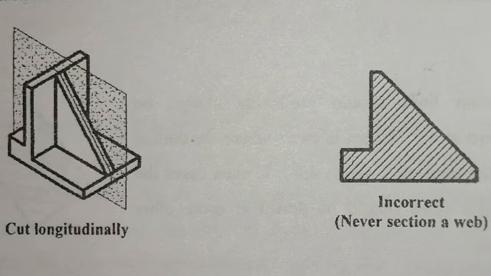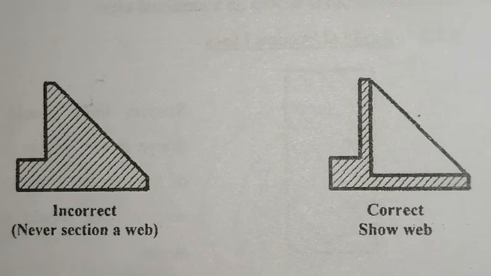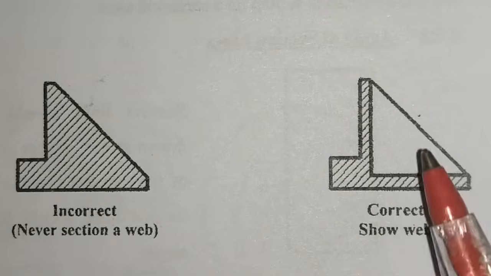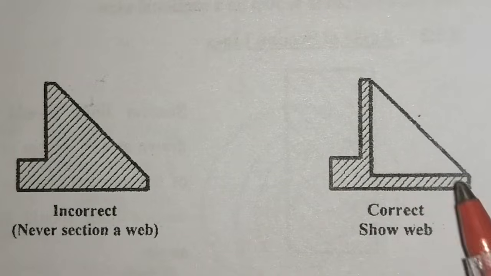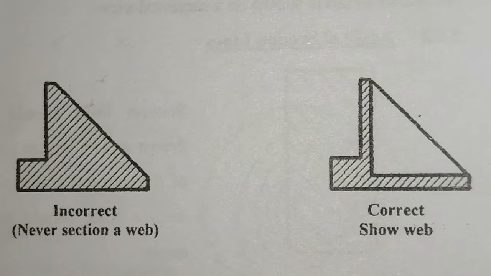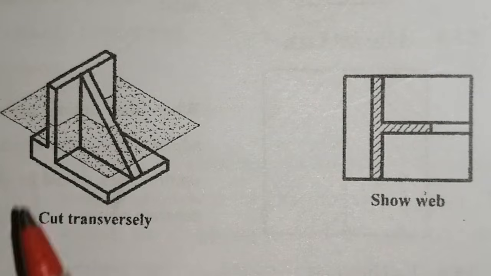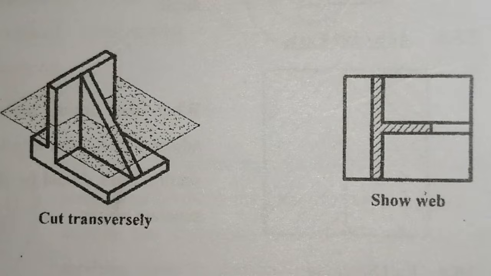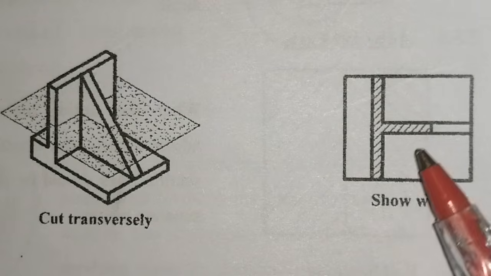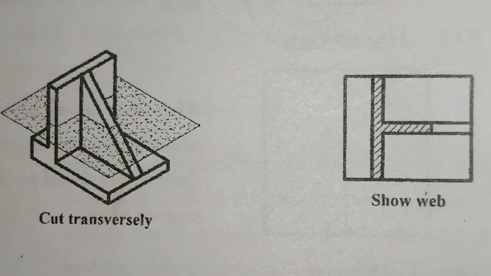Here's an example of a web that is not sectioned correctly. When it's cut through the center, the web should not be sectioned in this way. This indicates the correct way. The web is left out and everything is solidly sectioned. When the web is cut through the side or transversely, the web will be shown in that format. You can section a web if it's cut from the side.